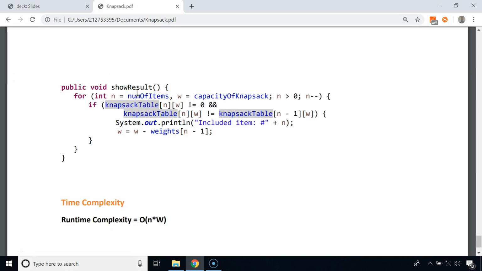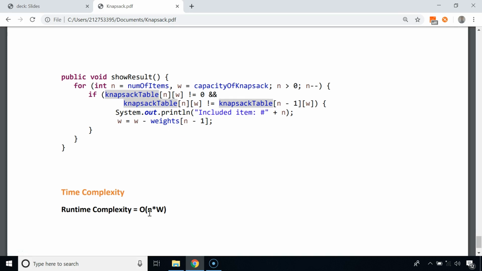Now in the show result method, we will start from the last cell. So n will be equal to the number of items and w will be equal to the capacity of the knapsack. And if n is greater than 0, we will check this condition. If the value is not equal to 0, and if the value at this cell and the value at the cell above it are different, it means we include this item. So we include this item and we subtract the weight of this item.